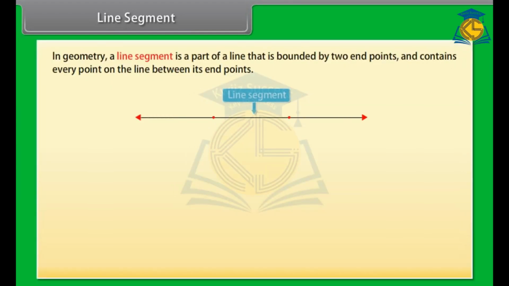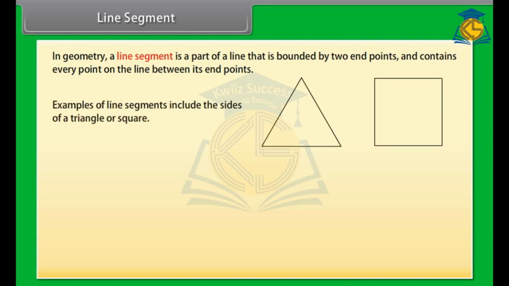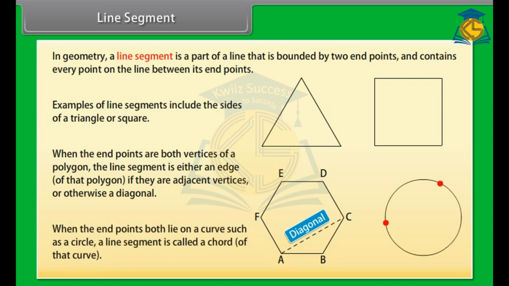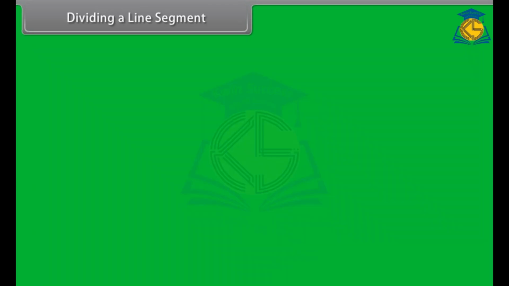Line segment. In geometry, a line segment is a part of a line that is bounded by two endpoints and contains every point on the line between its endpoints. Examples of line segments include the sides of a triangle or a square. More generally, when the endpoints are both vertices of a polygon, the line segment is either an edge of that polygon if they are adjacent vertices or otherwise a diagonal. When the endpoints both lie on a curve such as a circle, a line segment is called a chord of that curve.